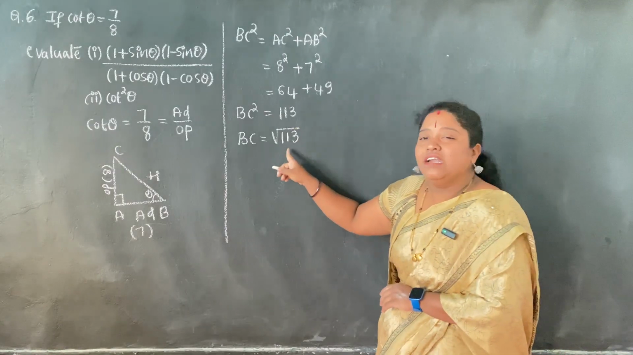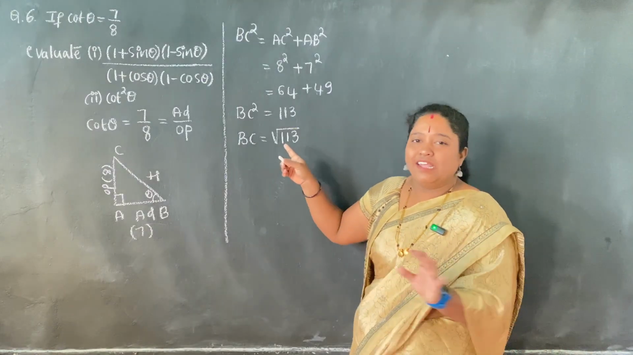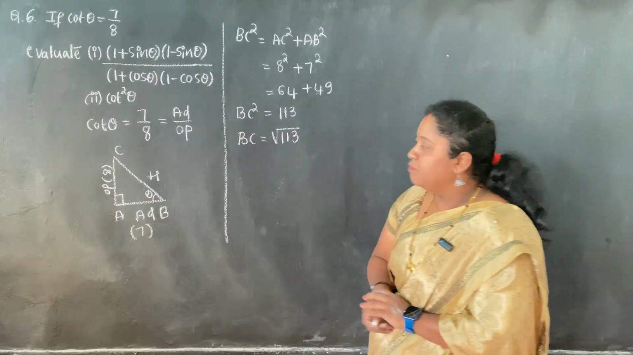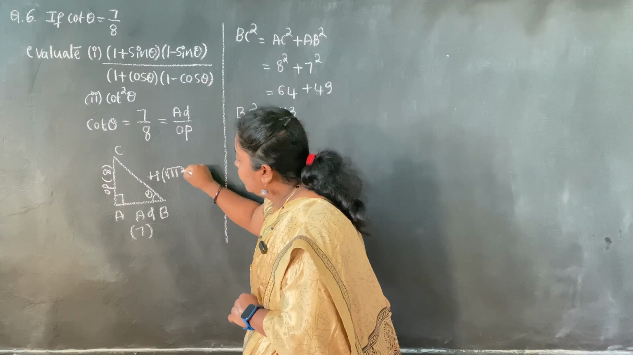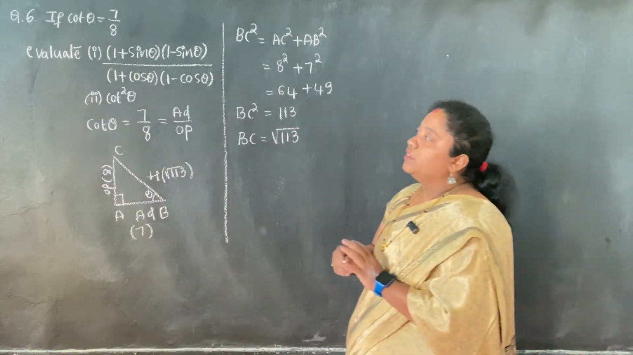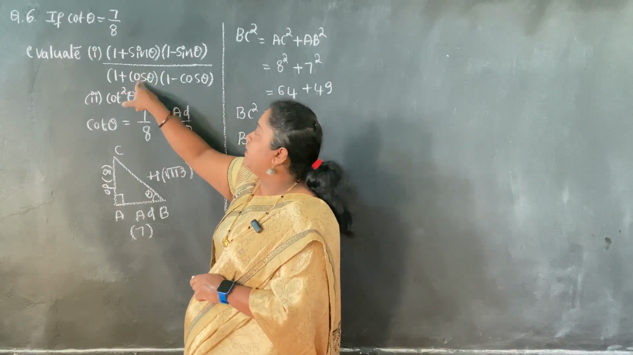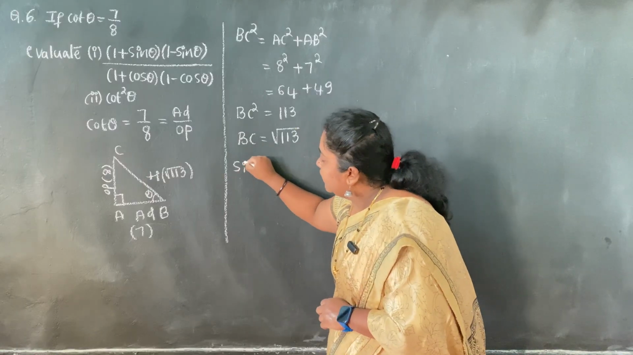Fine. Now, 113 is not a perfect square, dear. So, BC I cannot simplify. My BC will be just root 113. So, I'll write hypotenuse as root 113. Okay, root 113. What all the information I need to have by the diagram? I need to have sine theta and cos theta. Quickly we'll calculate it.